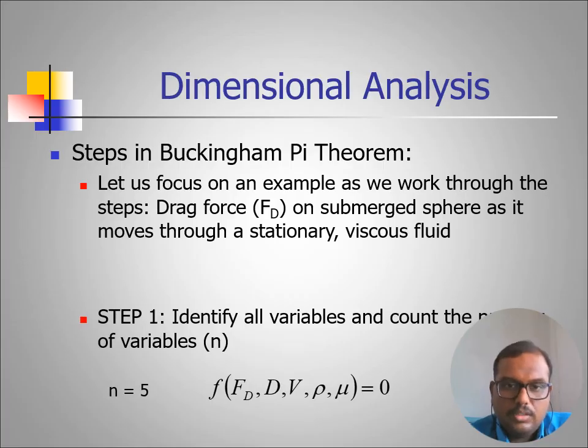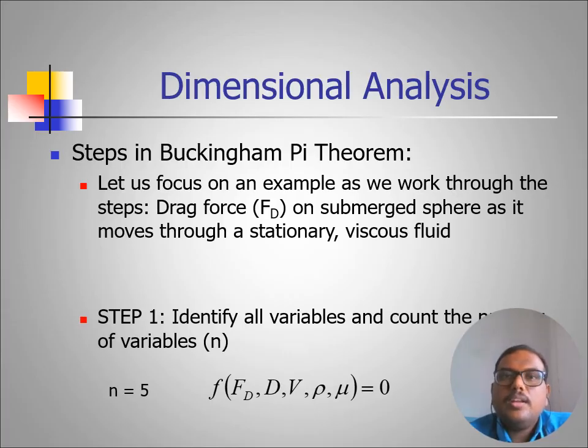Here, F is a function of drag force Fd as the sphere moves through a stationary viscous fluid. The sphere has a diameter d, velocity v, density rho, and dynamic viscosity mu. These are the variables we need to take into account to solve the problem. Drag force Fd is a dependent variable, whereas diameter, velocity, density and viscosity are independent variables. To solve the problem, you need to consider all the variables, so the total number of variables is 5.